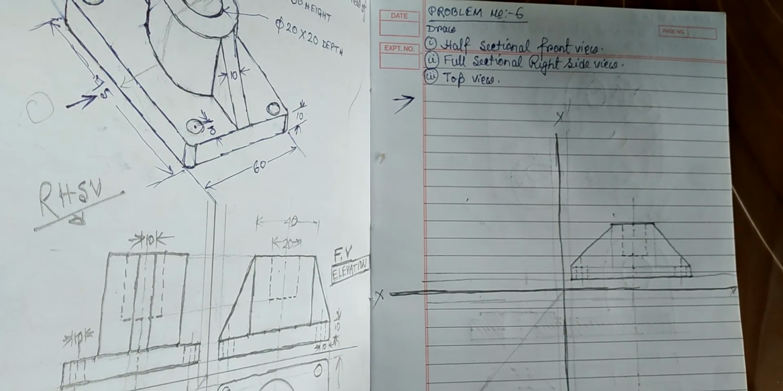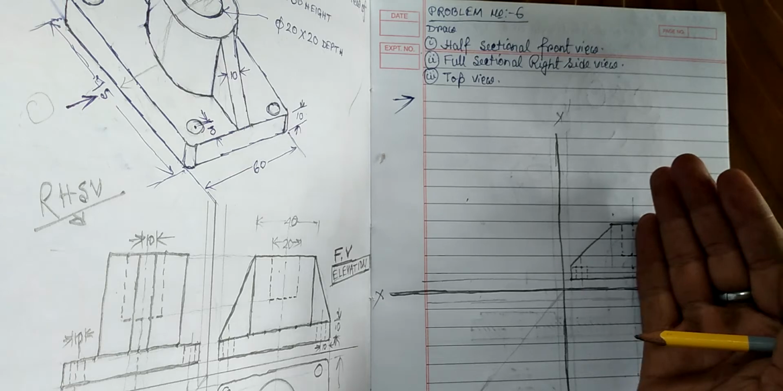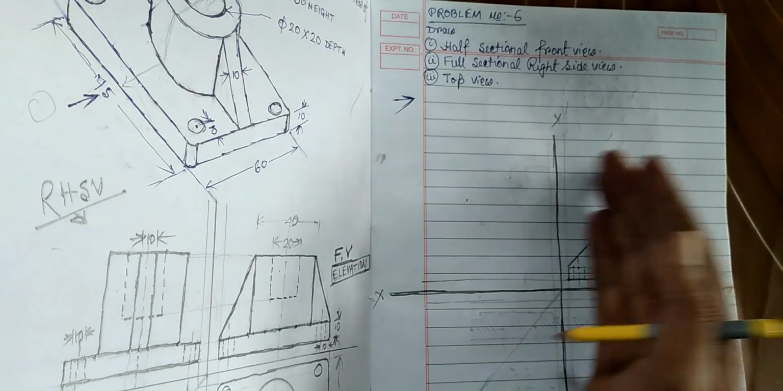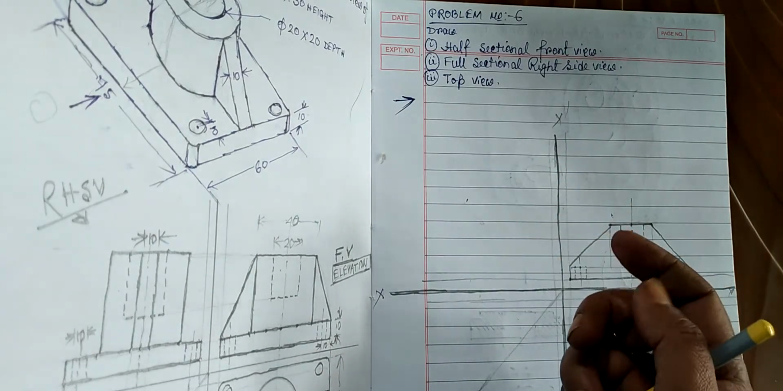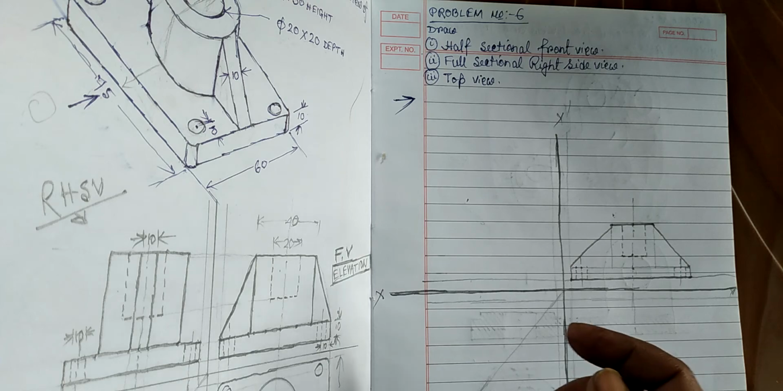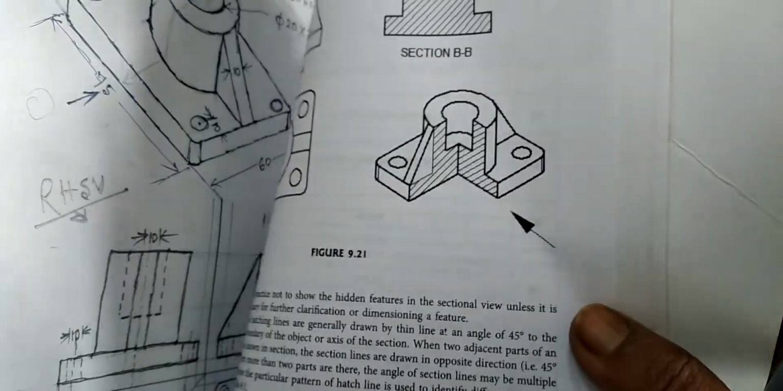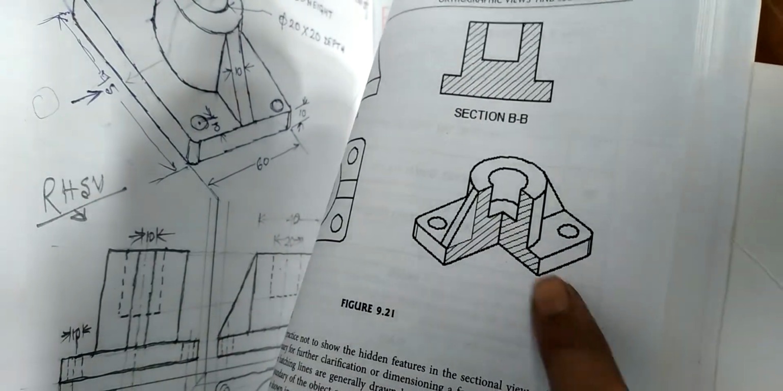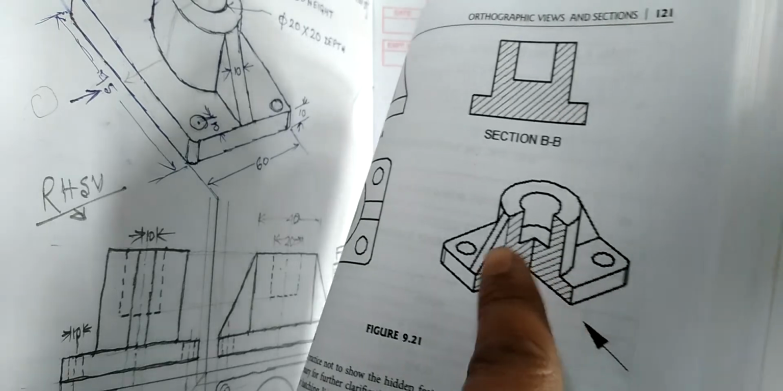Now, if the half sectional front view means we are cutting 1/4 of the object, as I told you before, that we cut 1/4 of the object. 1/4 of the object means just like this. We cut this portion and see from that side. Whatever we see from this side, that I have to draw here.